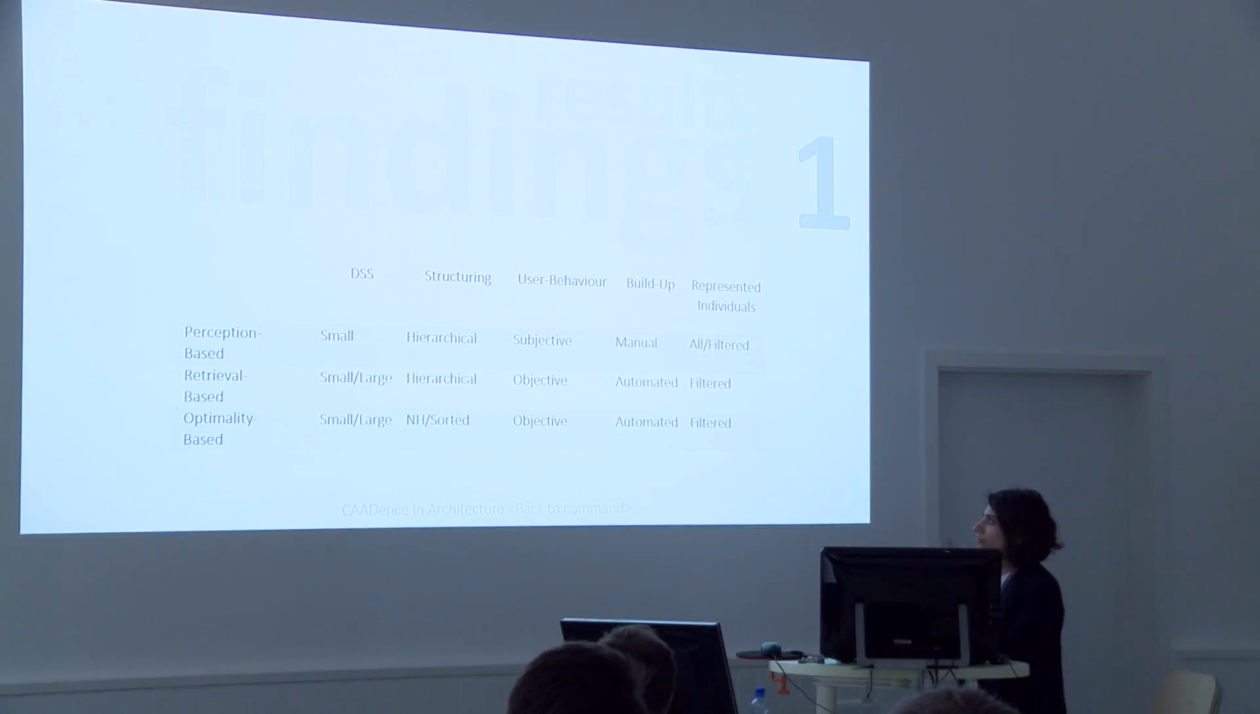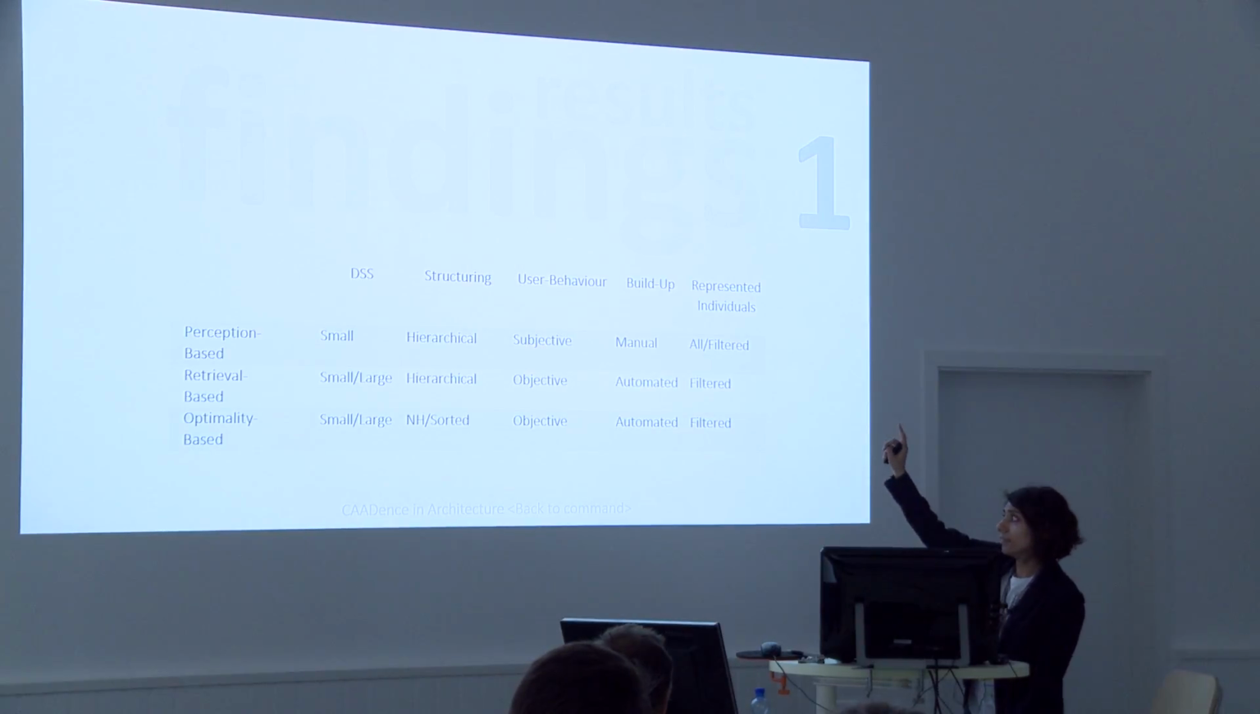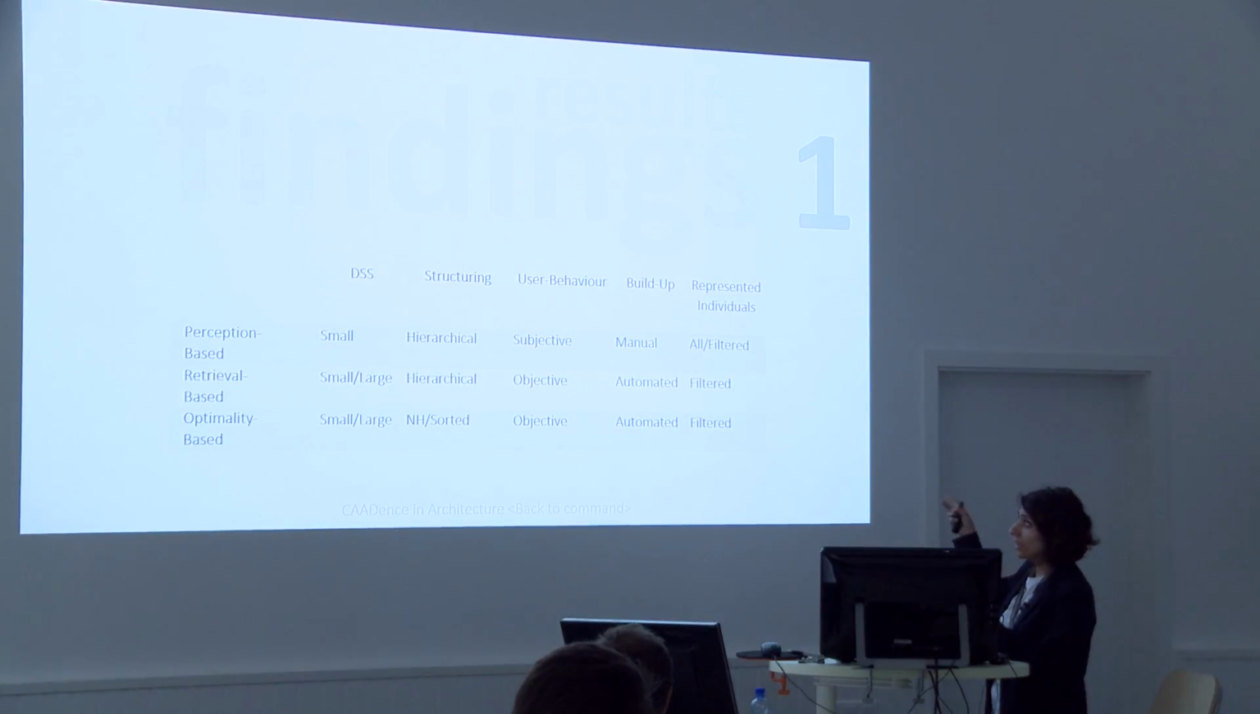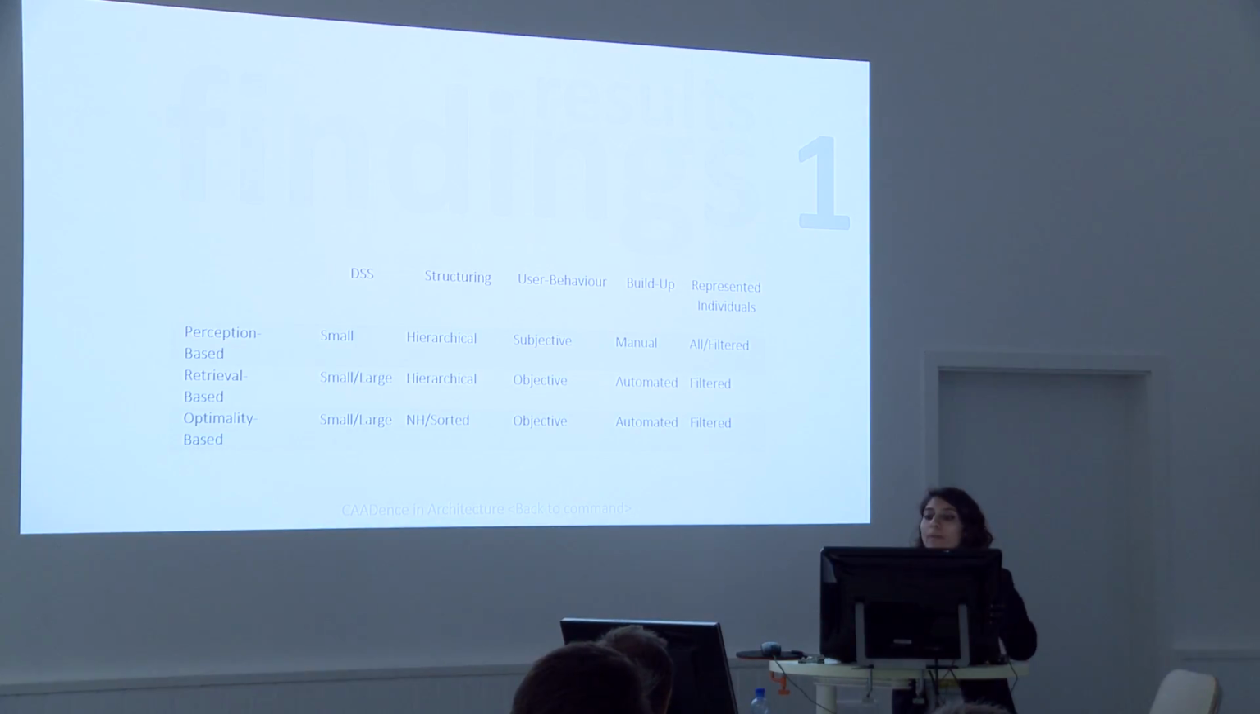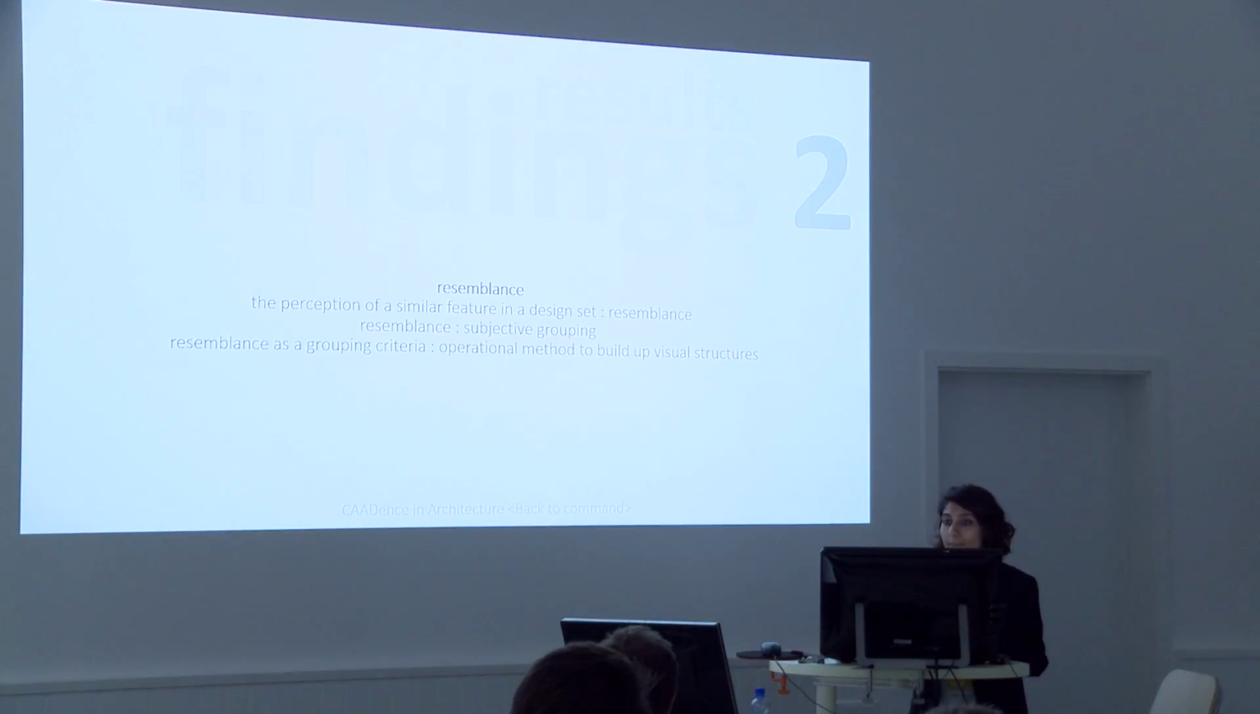And when we compare and contrast these 3 methods, we see that perception-based should be used for small design search spaces, and retrieval-based and optimality-based could be applicable for both small and large. Optimality-based is not sorted, but the perception and retrieval-based are hierarchical. Just perception-based is subjective, and retrieval and optimality-based are objective. Perception-based is manually built, the other ones are automated. Perception-based can be used filtered or not filtered, but retrieval and optimality-based should proceed to filtration.